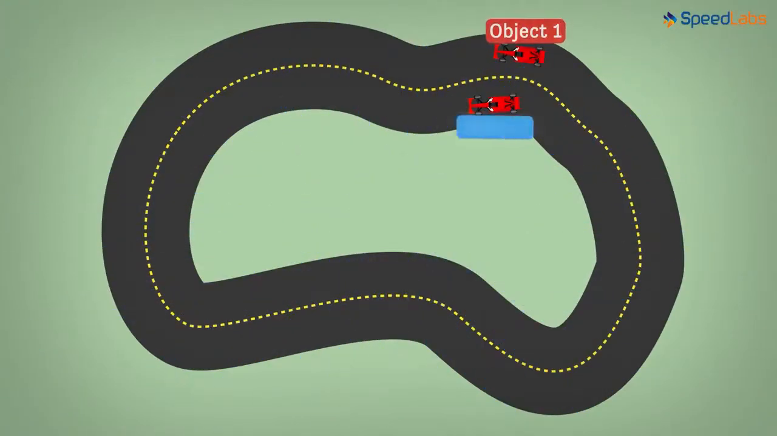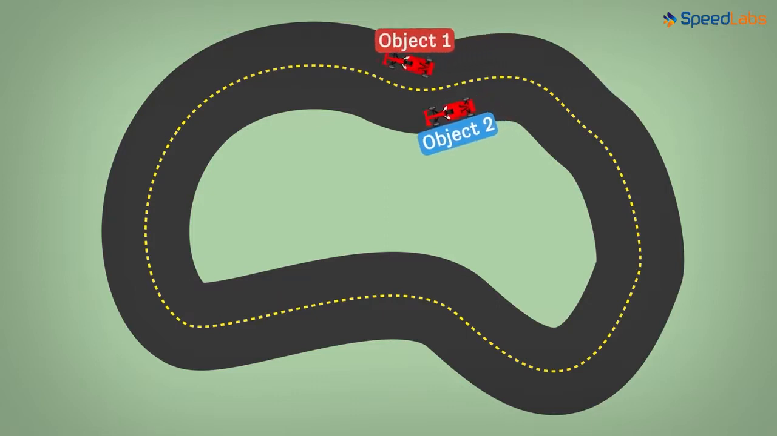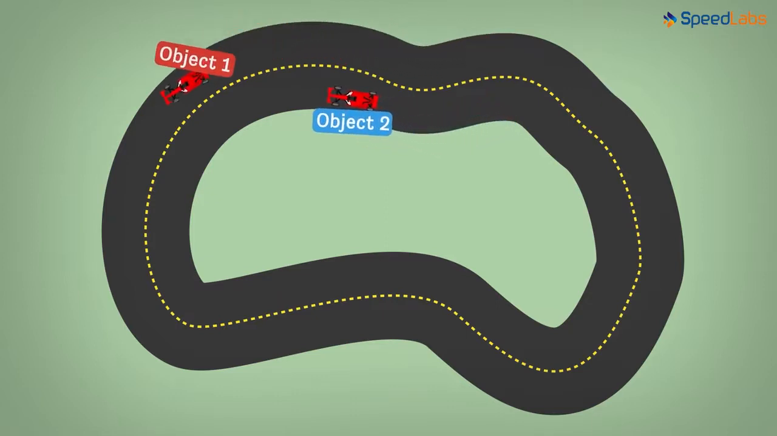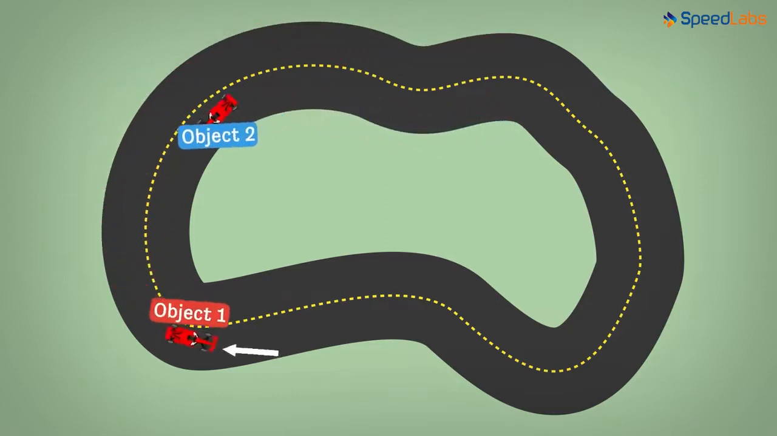How do we know whether an object in motion is traveling faster or slower than another object? Consider two objects, Object 1 and Object 2, both moving along the same path. Just by looking at their motion, can you tell me which one of them is moving faster? Clearly, this one is moving faster.